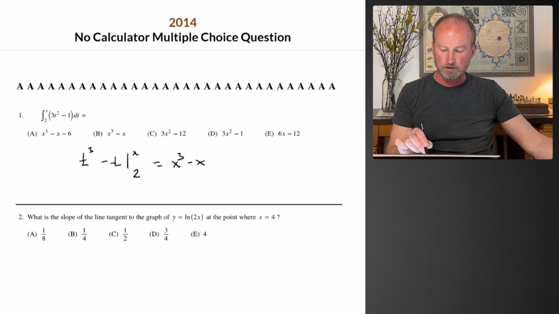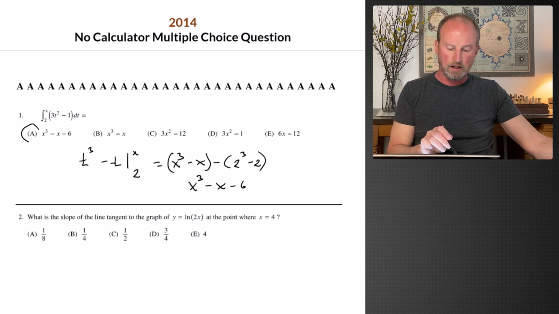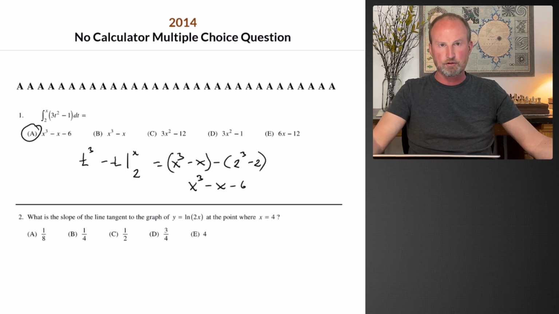So this becomes, plug in the upper bound, I get x cubed minus x. Plug in the lower bound, and I'm going to subtract this next expression. Technically there's a parentheses here, which I don't really have to have, but it's technically there. Second parentheses is a 6, and my final answer is x cubed minus x minus 6, letter A. Basic power rule, antiderivative, integral, etc.